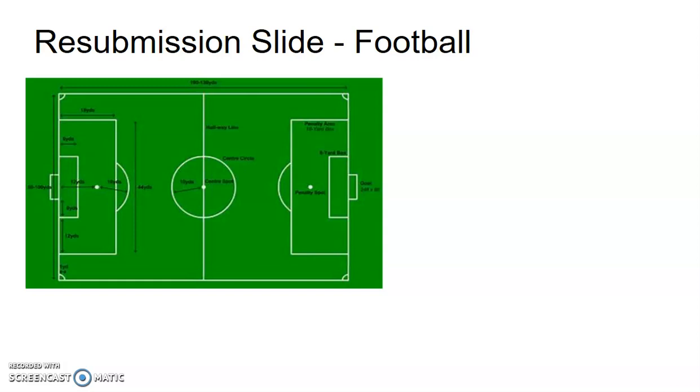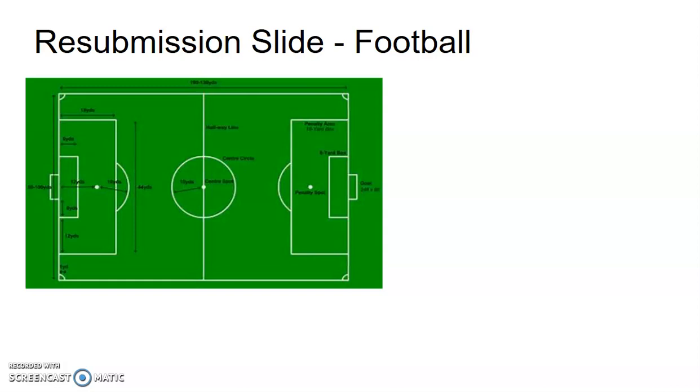The fourth official is responsible for the dugout areas and substitutions, as well as indicating added time. At elite level, where there's VAR, there are also officials monitoring the VAR. So that's just another kind of official, but only at elite level.